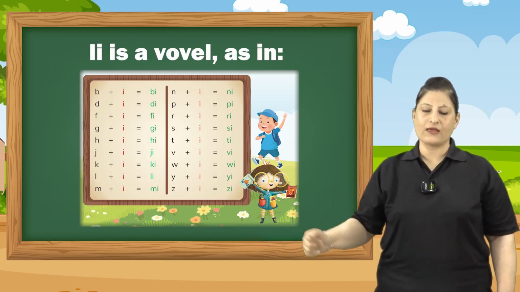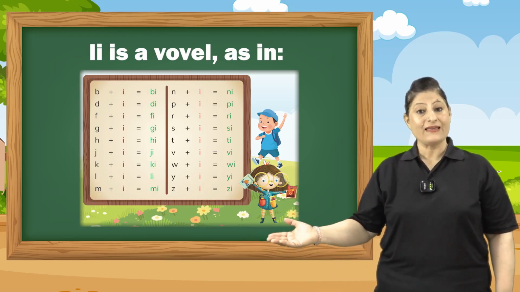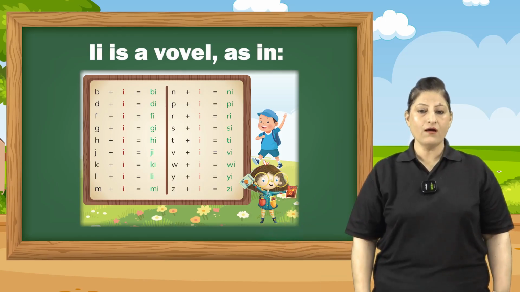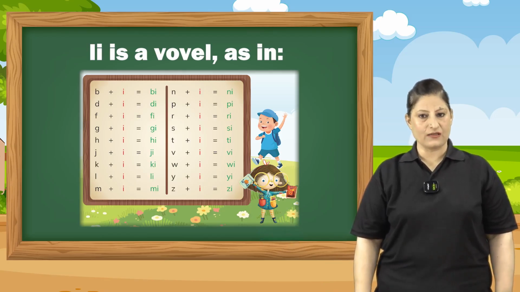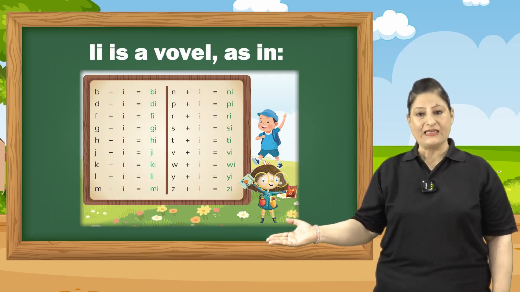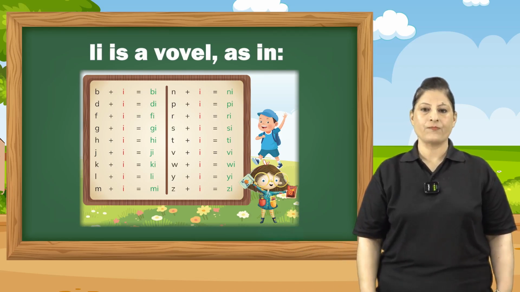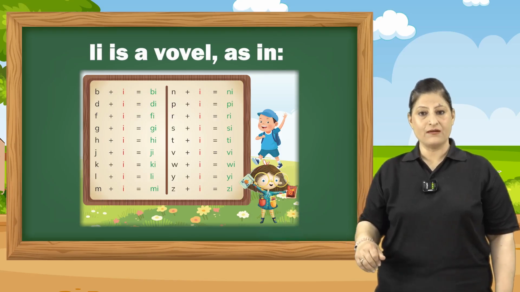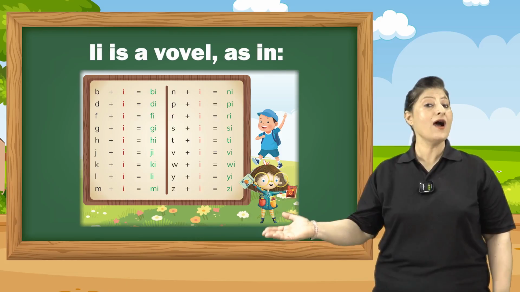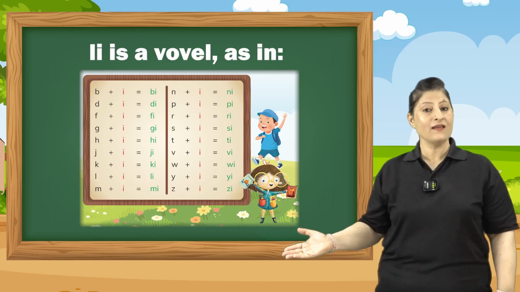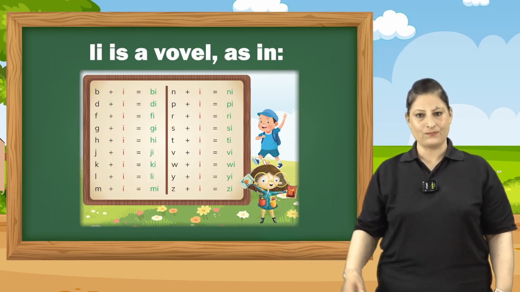G and I together form gi. H and I together form hi. Looking at letter J, the consonant J says j. J and I say ji. K and I say ki. Similarly, L and I say li. M and I say mi.